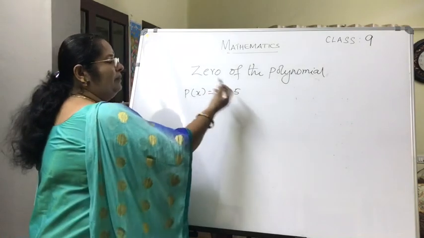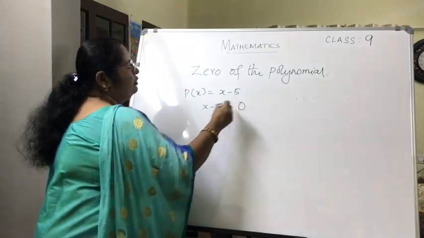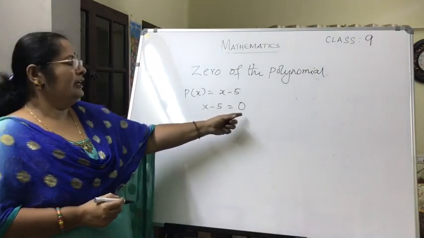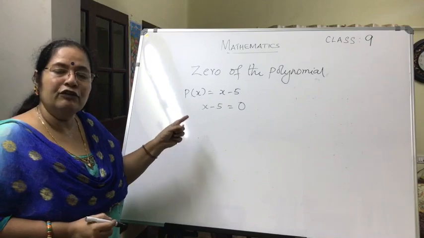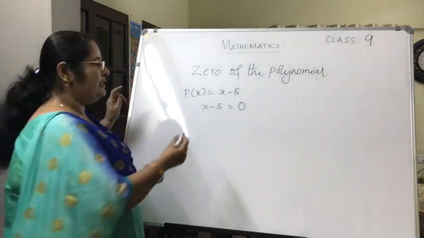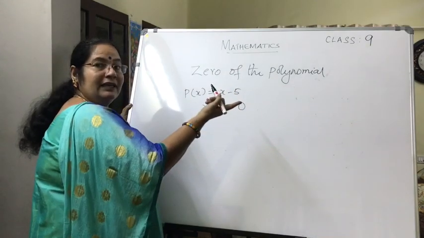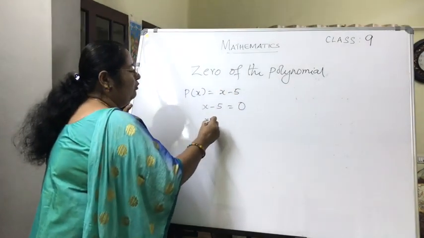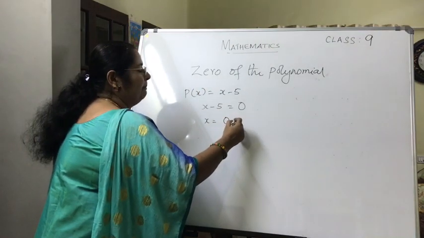So, what is the polynomial? X minus 5. So, you are going to equate x minus 5 to 0. Now you are getting this in the form of an equation. Now, can't you find the value of x? What would be the value of x? You are taking minus 5 to the other side. So, x will be what? 0 minus 5 taken to the other side, it becomes plus 5.